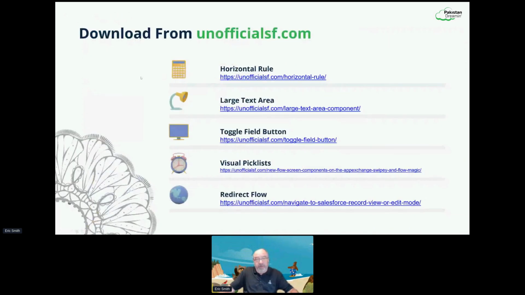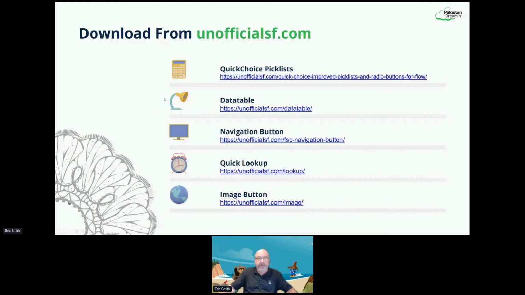So I've gone through fairly quickly, but there were 10 different components. You can download all of these from unofficialsf.com. The links are here in the presentation. The instructions and examples on how to use these are part of those links. So you get the instructions and you get the code and the download links and everything else when you go and visit them on this site. So 10 different components you could take advantage of. Hopefully you've seen some of these and thought of some things right now that you might be able to do in your own org by taking advantage of some of these.